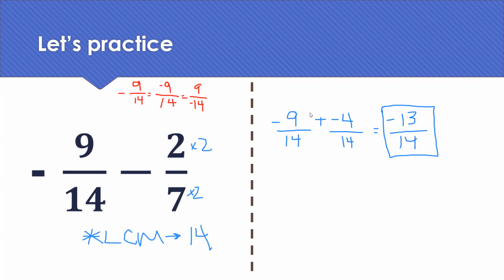One thing to note before I move on is a fraction written like negative 9 over 14 is the same as negative 9 over 14 with the sign out front, which is the same as 9 over negative 14. Remember that a fraction is a division problem. So if I have one positive number and one negative number, and I'm dividing them, my answer is going to be negative. So I can put that negative sign out front, with the numerator, or with the denominator. It all means the same thing.